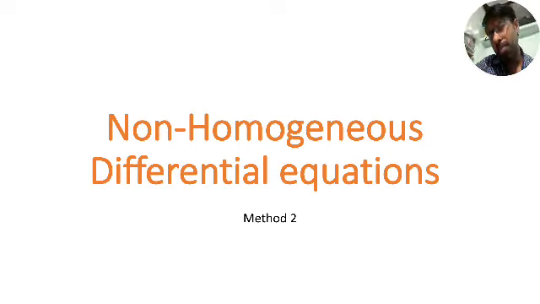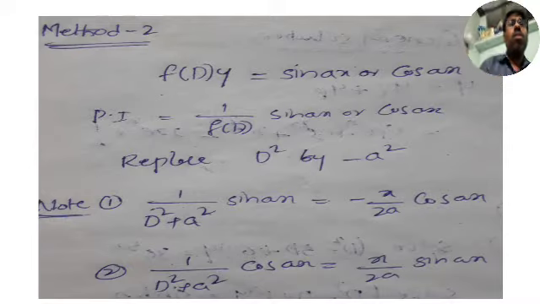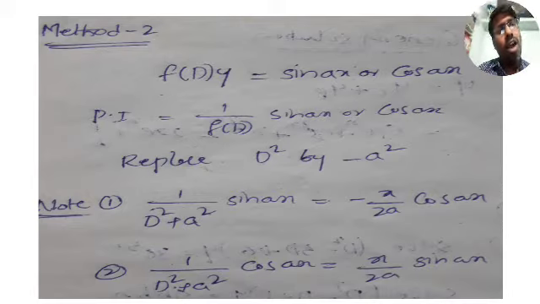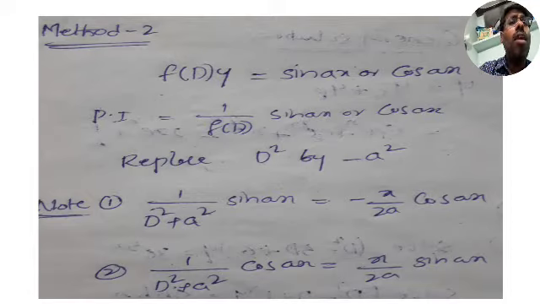Now method 2: the right hand side is sin x or cos x. So what is method 2? f of D of y equals sin x or cos x. In the previous class the right hand side was e power x; now, instead of e power x, in method 2 it is sin x or cos x. The particular integral is 1 by f of D of sin x or cos x.